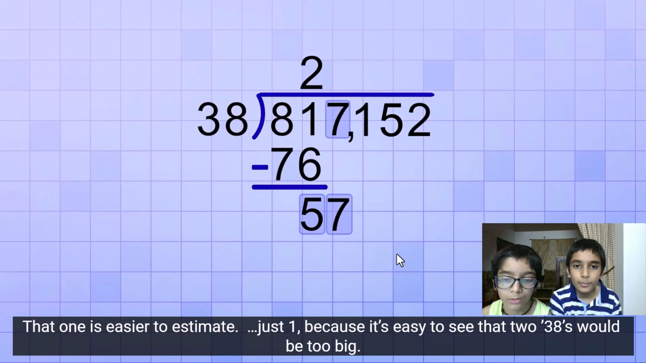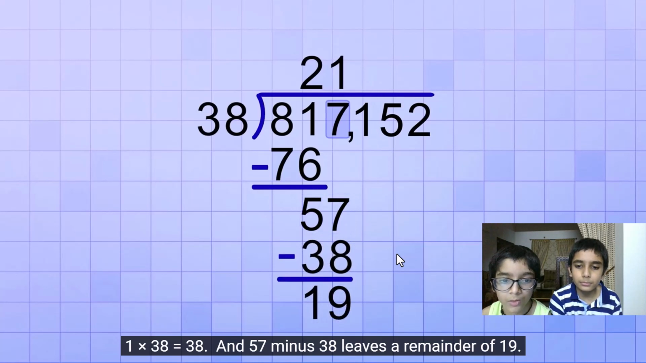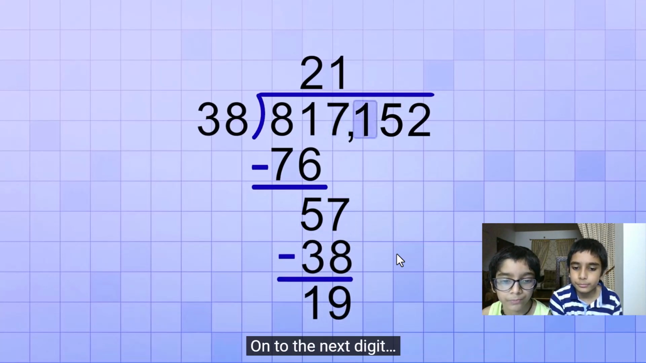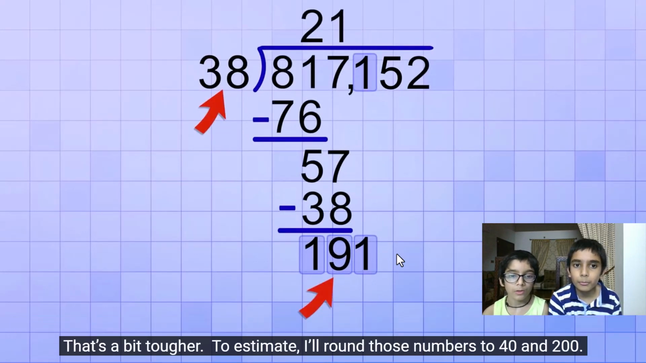That one's easier to estimate, just 1, because it's easy to see that 2 38s would be too big. 1 times 38 equals 38, and 57 minus 38 leaves a remainder of 19. On to the next digit. We bring down a copy of the 1, and now we ask, how many 38s will it take to make 191? That's a bit tougher.